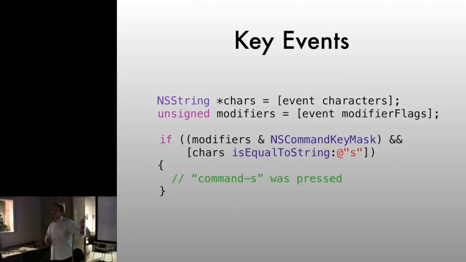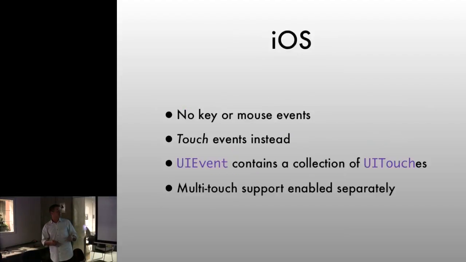This is a way that you can do that. You can intercept this event first. So iOS specifics. They don't have keyboard and mouse events per se. They have touch events instead. A UI event contains a collection of touches, and I'll talk more about that in a second on the next slide. Multi-touch support is a Boolean that you can turn on or off. Your application can actually be set to respond to multi-touches or to not respond to multi-touches.